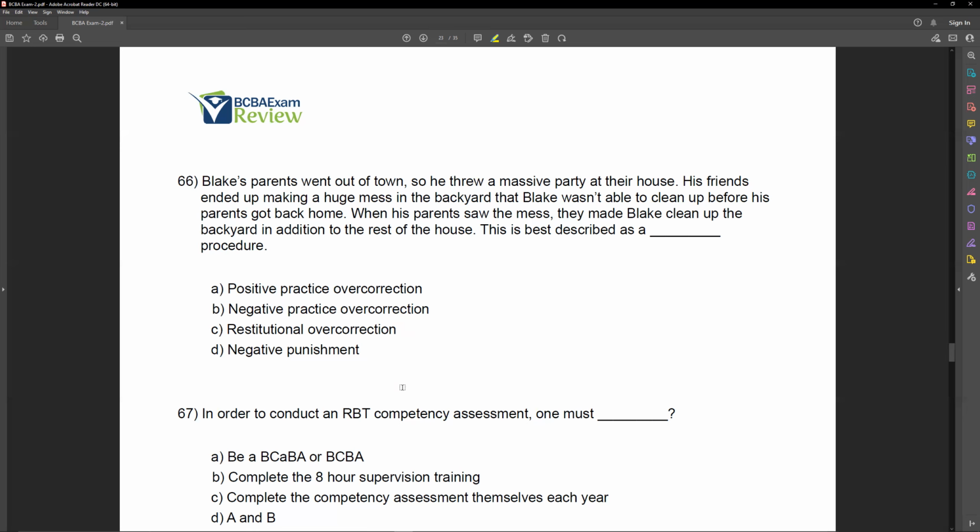It's not negative punishment, right? Because they're adding this punishment in. They're adding it to the environment. This is best described as a restitutional overcorrection.